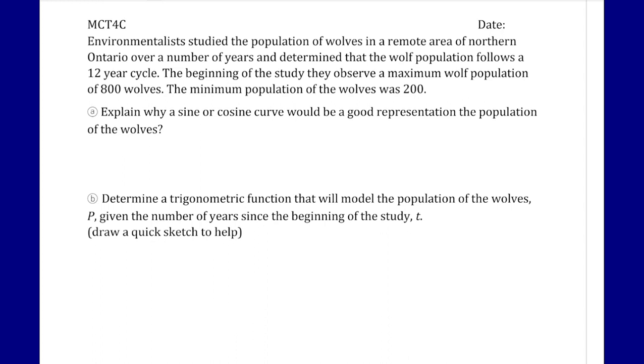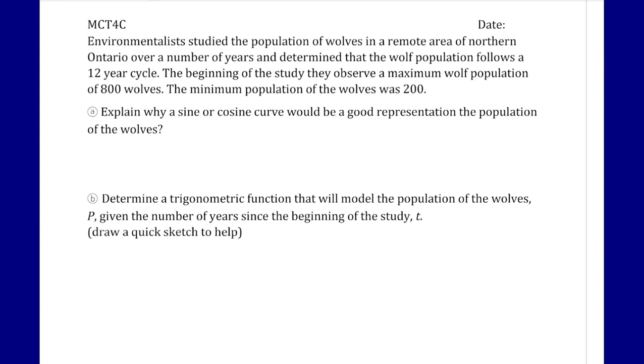So the first question is, explain why a sine or cosine curve would be a good representation for the population of the wolves. Well, either sine or cosine would be good because, one, it's a cycle, right? It's going to repeat. So what they're saying is the number of wolves is cyclical. It goes up, it goes down, it goes up, it goes down. And they're saying that it doesn't really tend to change or exceed certain values.